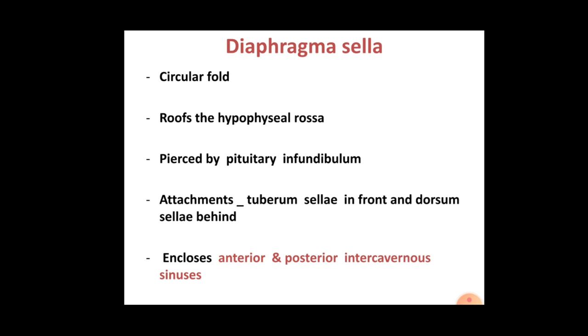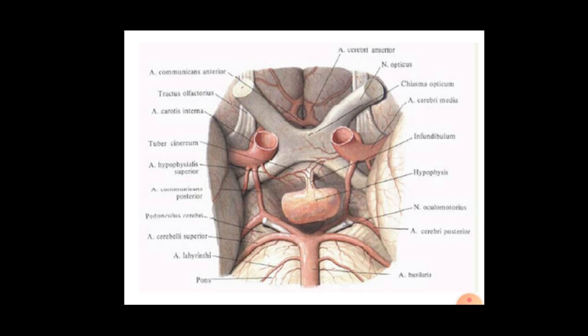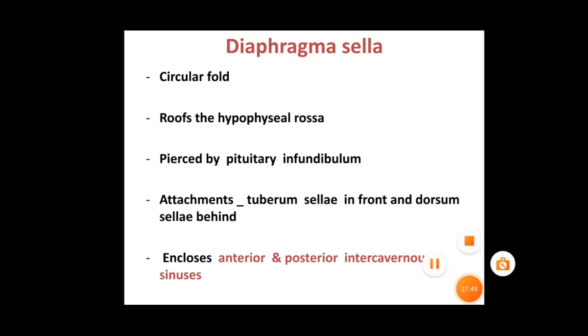It is a circular fold. It roofs the hypophyseal fossa. So the diaphragma sellae is a circular fold that roofs the hypophyseal fossa, and it is pierced by the pituitary infundibulum. So the pituitary stalk pierces it and comes out.